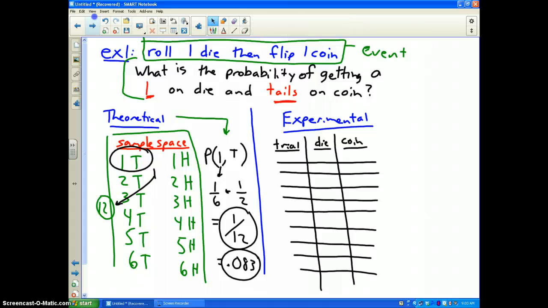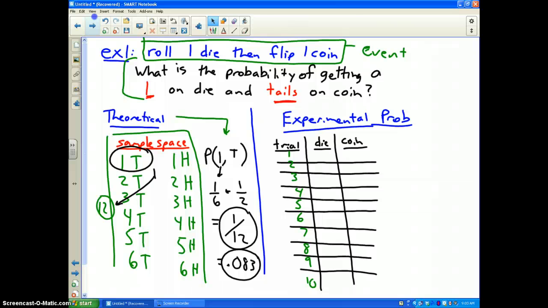All right, well, let's do the experiment. I made a little chart over here on the right for the experimental probability. You can feel free to stop the video and make that chart. And we're going to do 10 trials today: 1, 2, 3, 4, 5, 6, 7, 8, 9, 10. We're going to do 10 trials. So here we go.